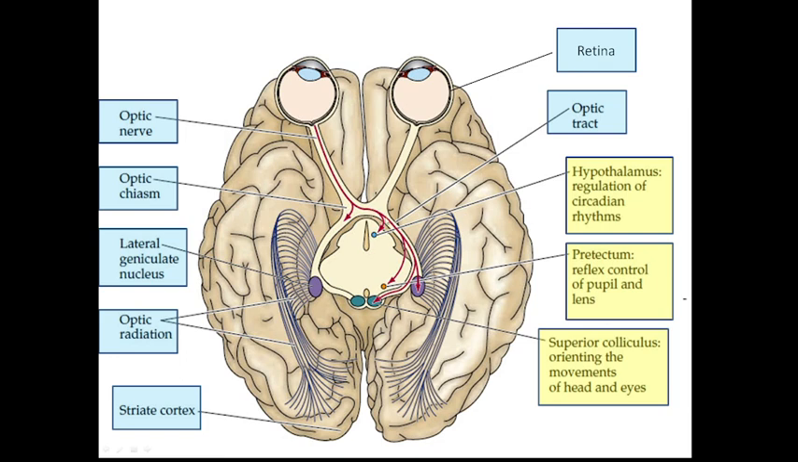The collaterals from this primary visual pathway are sent to different regions of the brain for controlling different functions. It is sent to the hypothalamus for regulation of the circadian rhythm. Then it is sent to another nuclear structure called the pretectum, which reflexly controls the pupillary diameter and the lens. And then the superior colliculus, which is responsible for orienting the movements of the head and eye. So these are the collaterals going to different parts of the brain for controlling different reflexes.